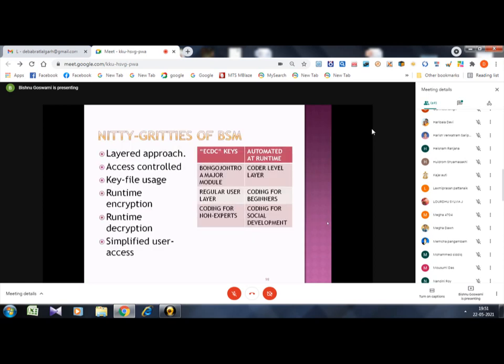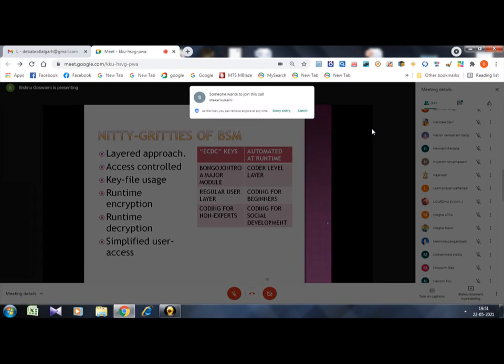In BSM, we had some nitty-gritties, such as it uses a layered approach, so there are multiple layers. So one person working in one layer need not know the other layers. So this is useful for making novices and experts use the same software. There is also access control integrated in BSM. We can use key files. Key files are files which are used as keys to encrypt or decrypt software. The audience members who are in this computing field can relate more easily. It also supports runtime encryption, runtime decryption, and simplified user access.